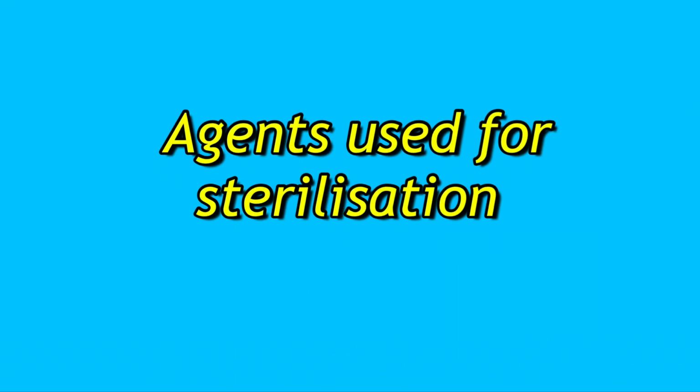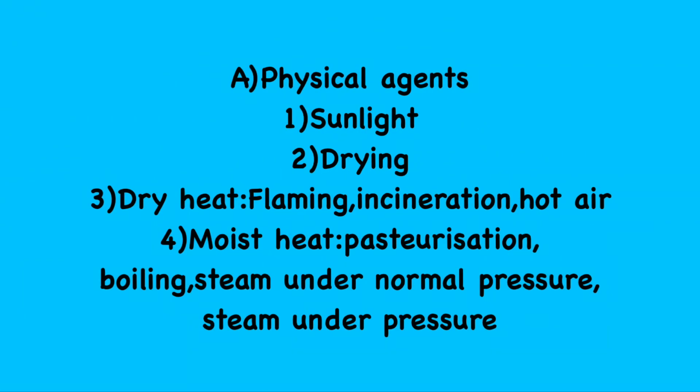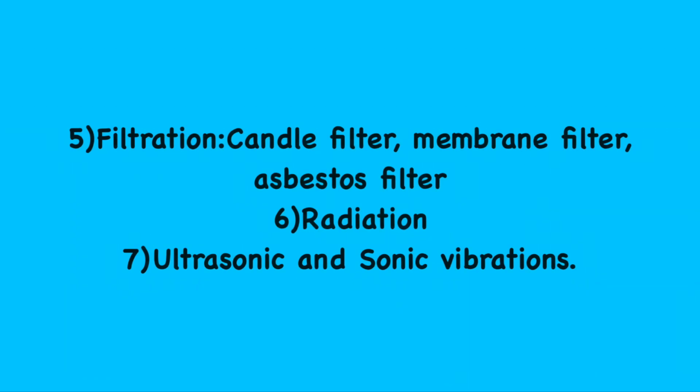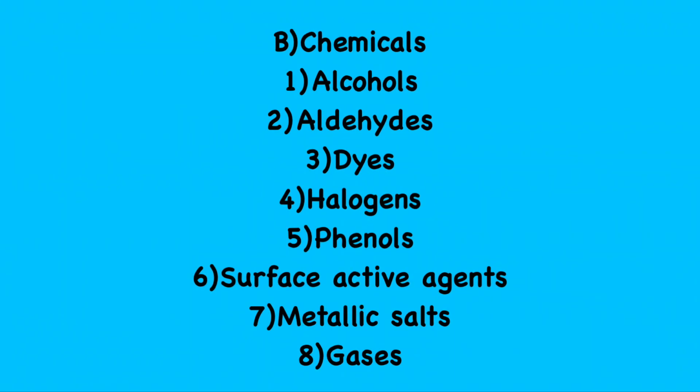Agents used for sterilization. Physical agents under this: 1. Sunlight, 2. Drying, 3. Dry heat, which includes flaming, incineration, hot air. 4th one, moist heat, which includes pasteurization, boiling, steam under normal pressure, steam under pressure. 5th one, filtration. 6th, radiation. 7th one, ultrasonic and sonic vibrations. B. Chemicals, which include alcohols, aldehydes, dyes, halogens, phenols, surface active agents, metallic salts, gases.